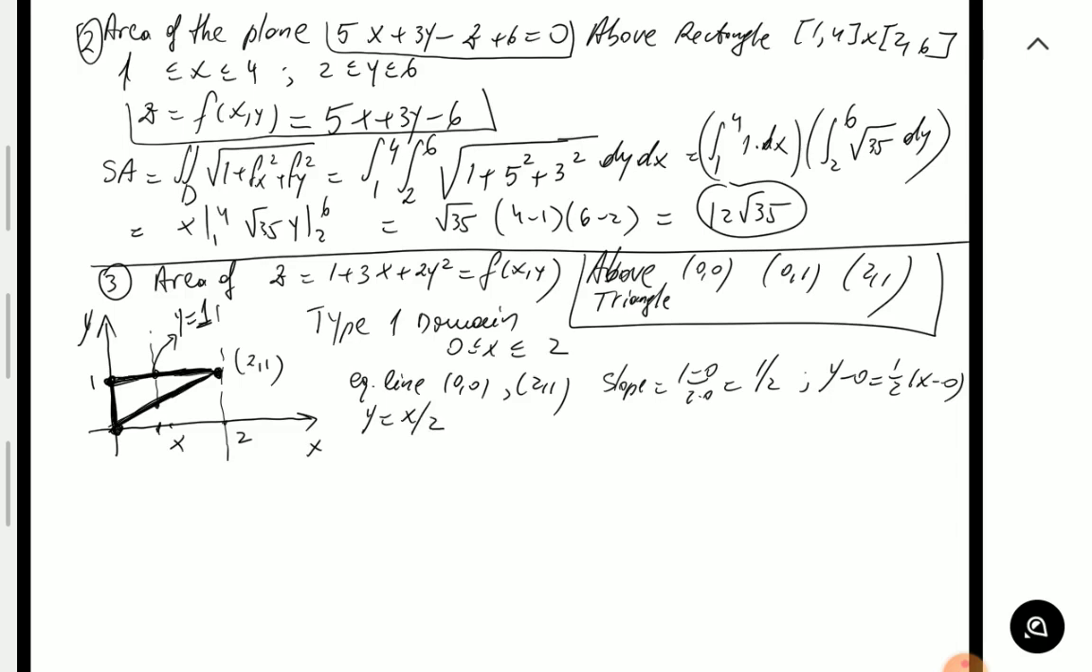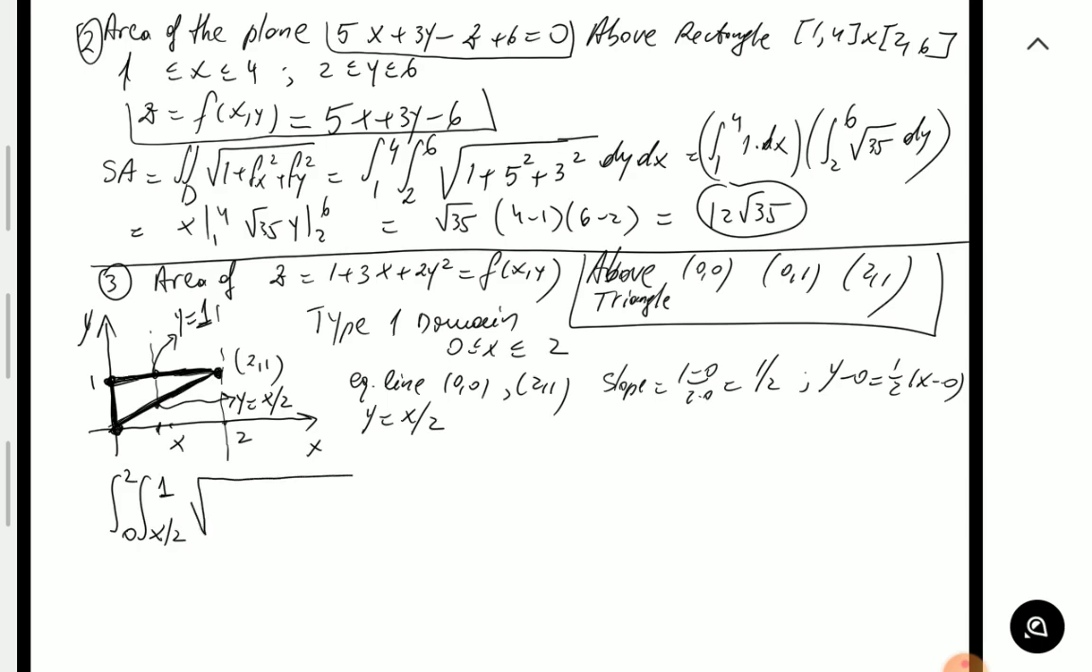So that means the lower bound is going to be y equals x over 2. And with that, we are ready to set up our integral. Let's set it up directly as a type 1 integral. So 0 to 2 on the outside for x, and from x over 2 to 1.